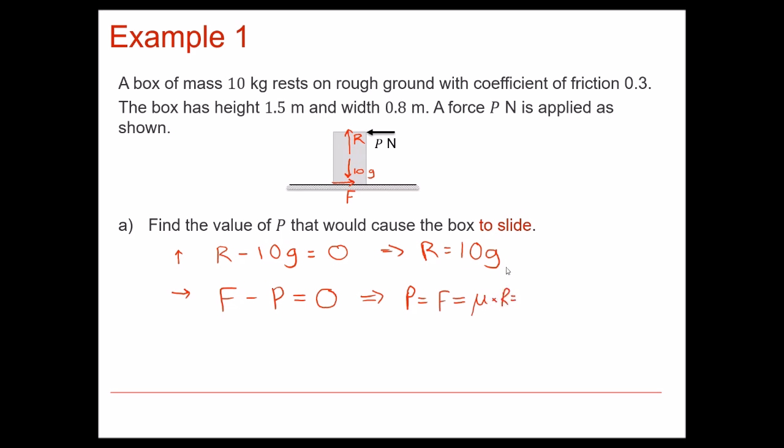We're told that the coefficient of friction is 0.3. The reaction force is 10g, we've worked that out. So we end up with a value of P equal to 0.3 times 10 times 9.8, which is 29.4 newtons.